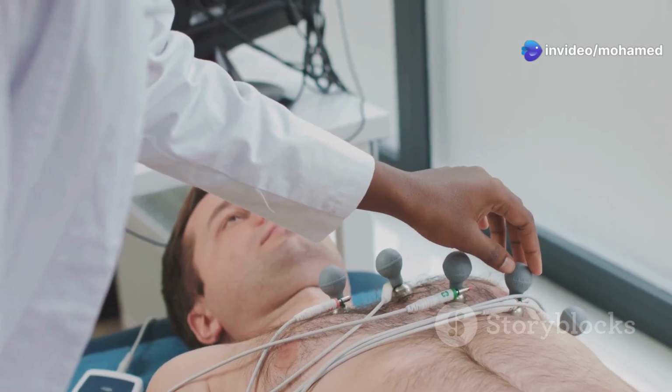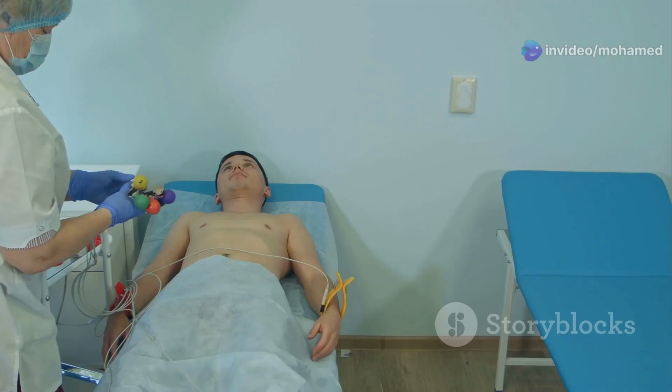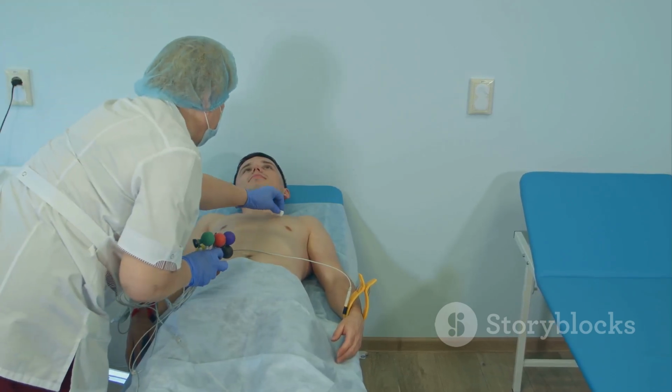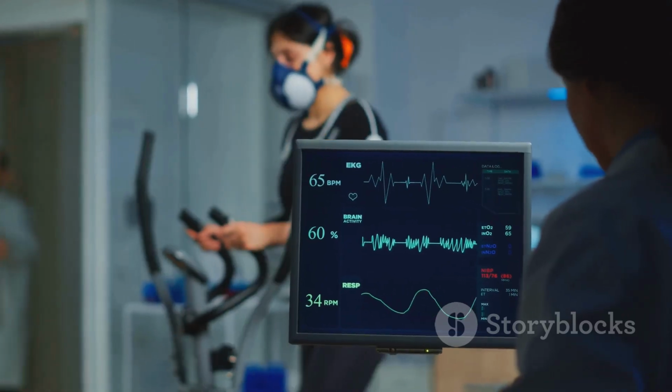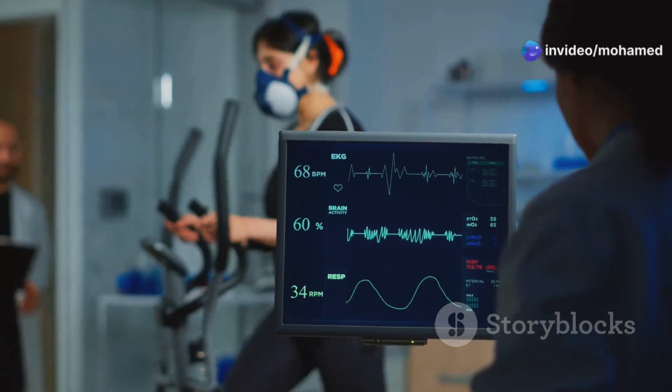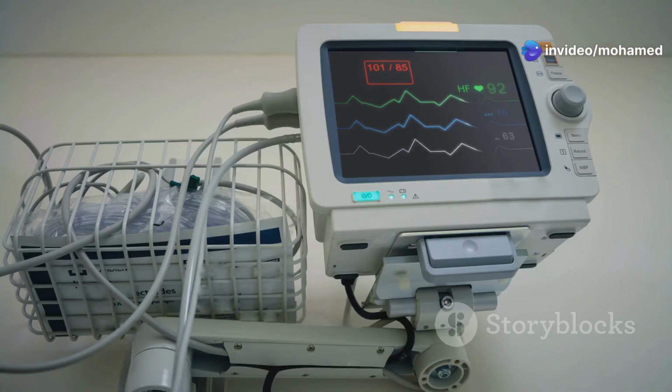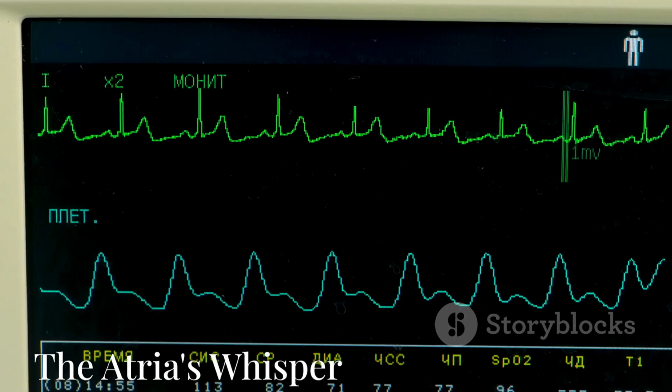Each lead has a specific position on the body. This positioning ensures we capture all angles of the heart's electrical signals. By analyzing the patterns across different leads, we can pinpoint the location of any heart abnormalities. These leads work together to paint a complete picture of the heart's electrical activity.